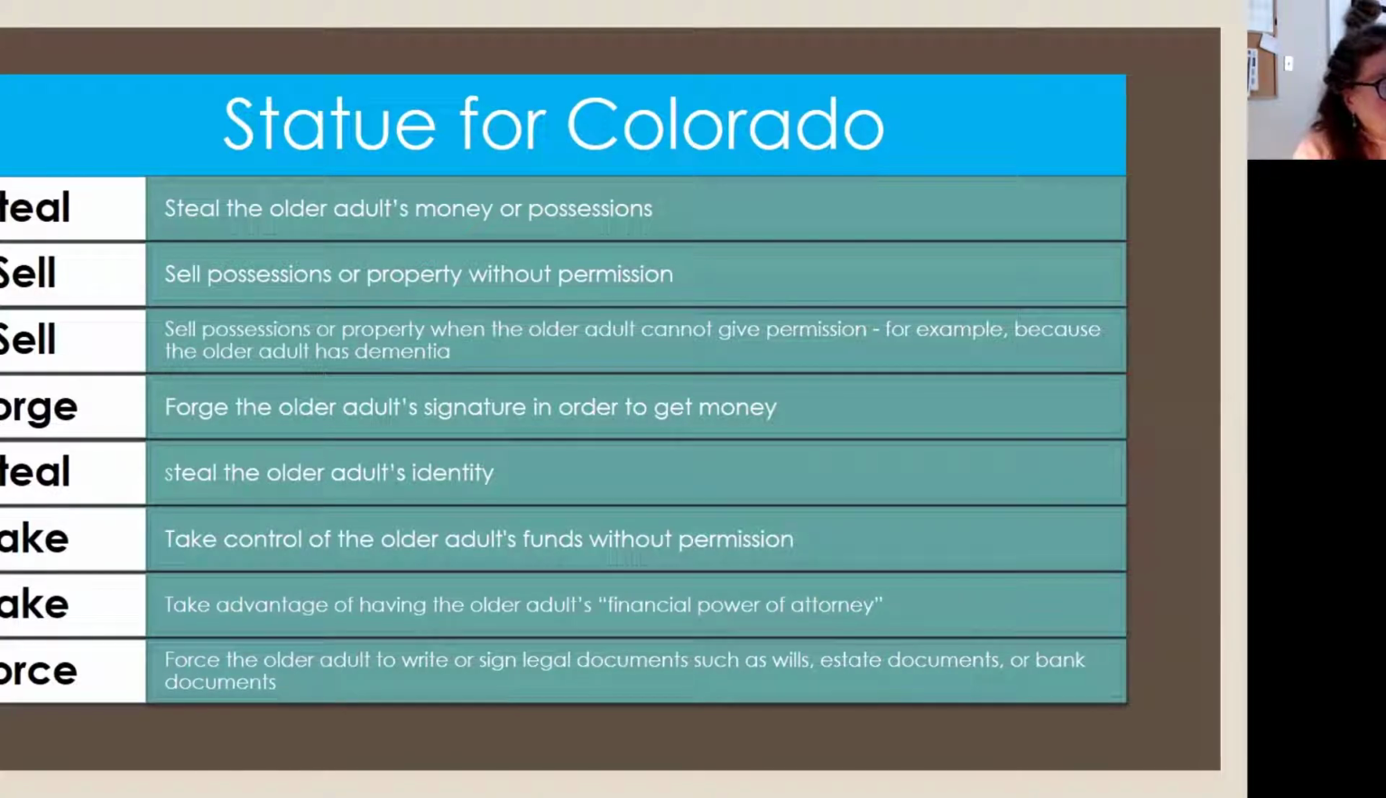So in Colorado, these are the parts of the statute. And the language is how it was drafted. We will be redrafting some language either this year or next year, but at the moment, this is where we sit. So it could be that you're stealing money or possessions, selling possessions without permission, selling property or possessions. For example, the older adult has dementia and you are trying to make them Medicaid eligible. So you sell their possessions in their home without their input and they're not able to make that decision. That is considered financial exploitation.